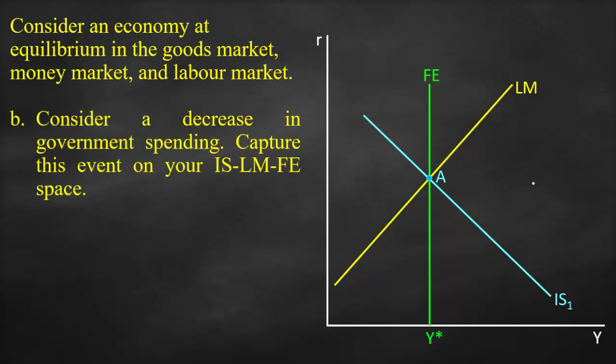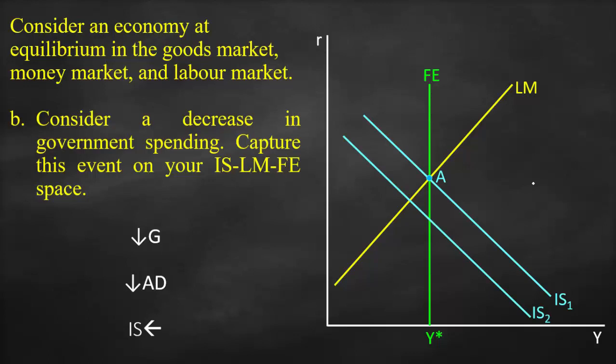The second part of the question is, consider a decrease in government spending. Capture this event on your IS, LM, FE space. So we know that if we have lower government spending, this would result in a lower aggregate demand. Consequently, it will affect the IS curve. The IS curve will shift to the left.